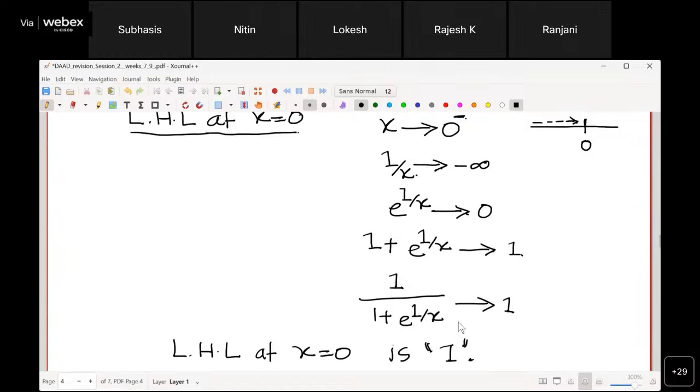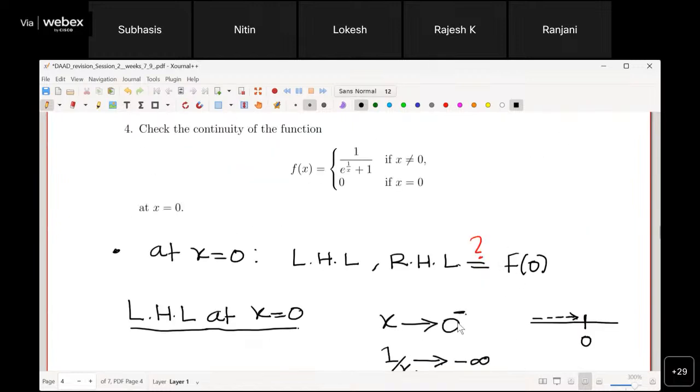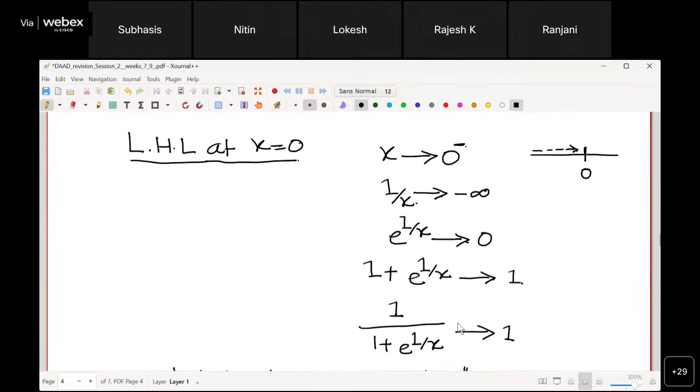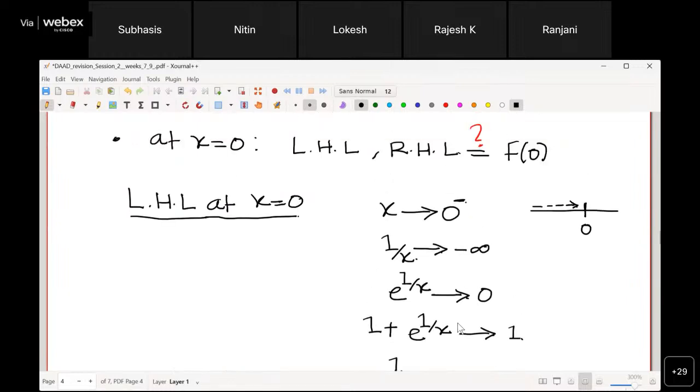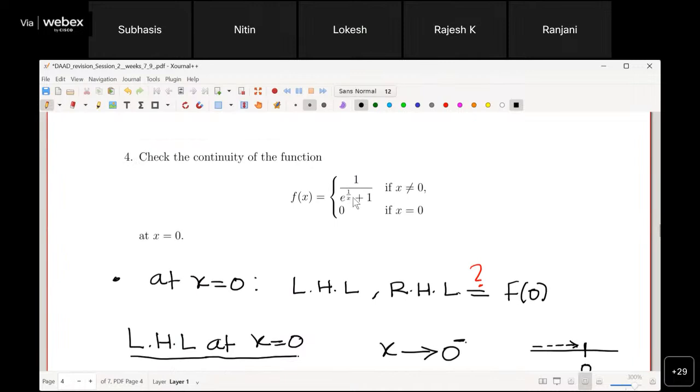So Vashish, I'm getting the answer as half. No. Why? See, suppose you have 1 upon e raised to minus x plus 1. This is my function, right? Yeah, 1 upon e raised to minus x plus 1. No, 1 upon e raised to minus x. No, this is different, right? You have 1 by x here. That should be x to the power minus 1, not minus x.